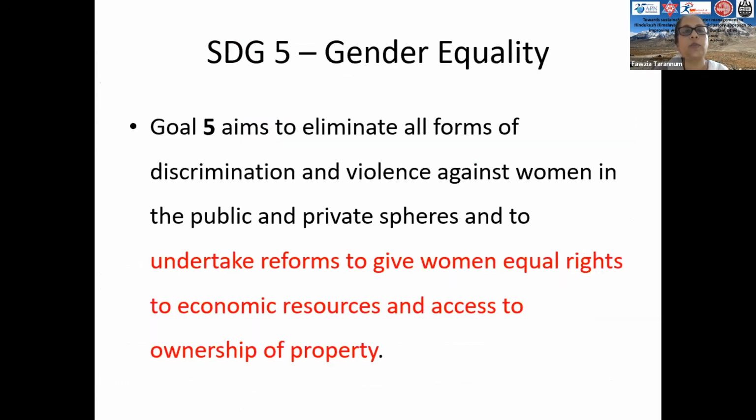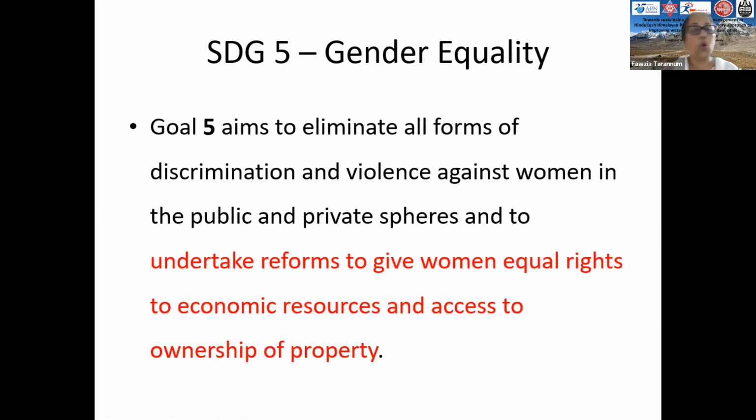and well-being of a large number of disadvantaged people. And then we have the gender equality goal, which talks about undertaking reforms to give women equal rights. Again, you see here, it says Goal 5 aims to eliminate all forms of discrimination and violence against women in the public and private spheres, and to undertake reforms to give women equal rights to economic resources and access to ownership of property. So even on the global platform, it is acknowledged, very categorically, that women are in a disadvantaged position.